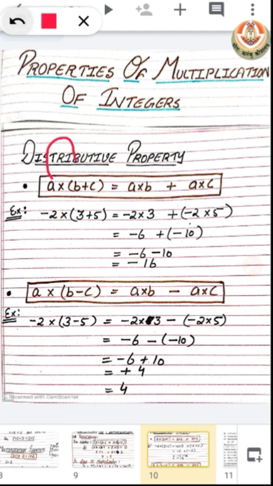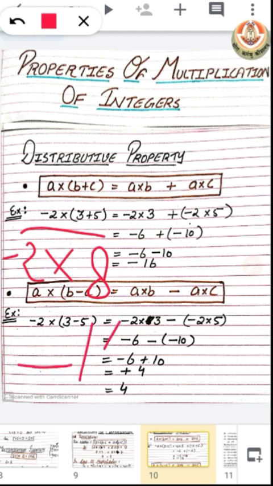Okay, let's check for these integers -2, 3 and 5. 3 and 5 are added and their sum is multiplied with -2. Let's check what we will get when we do it this way. 3 plus 5 will be 8. Now what is the multiplication of -2 with 8? It is -16.